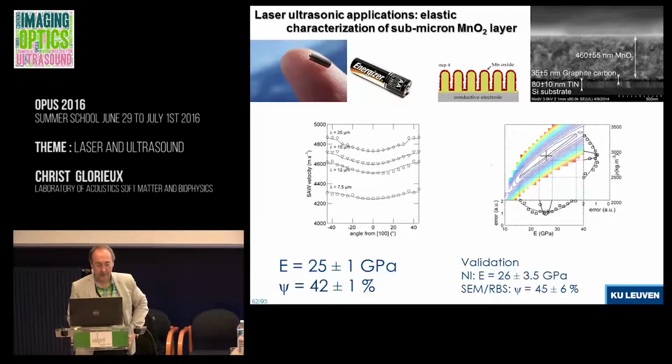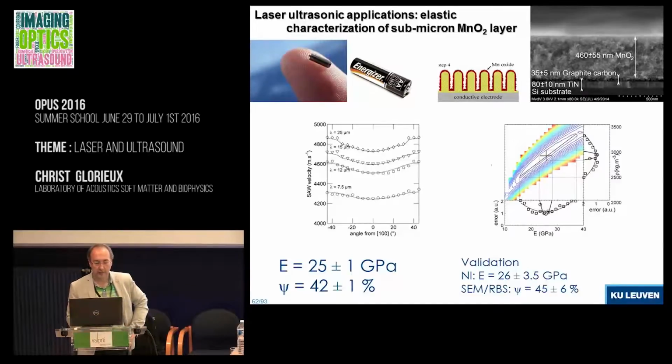One example is in battery research. In Leuven we have an institution called IMEC. They make a lot of nice microelectronic samples. One of the things they are interested in is making batteries smaller. I think all of us want that.